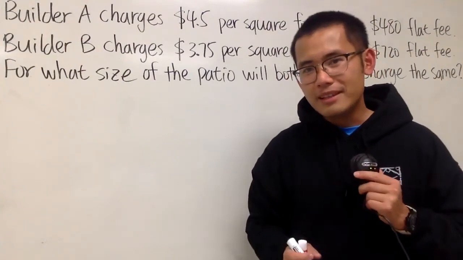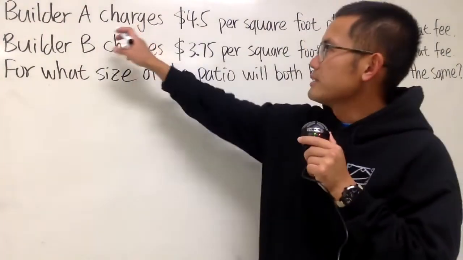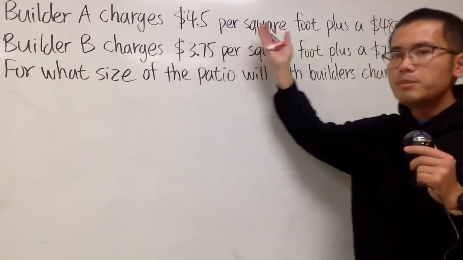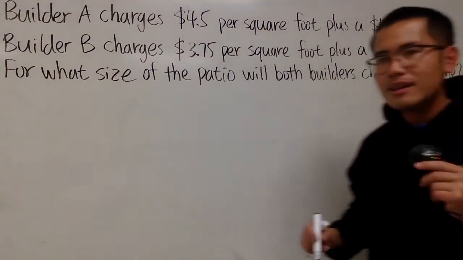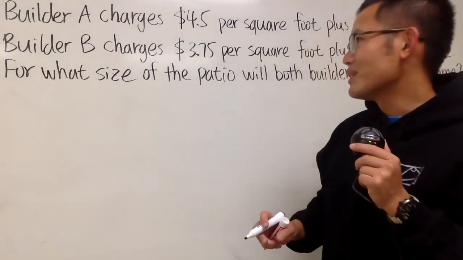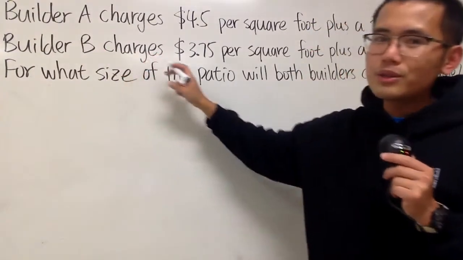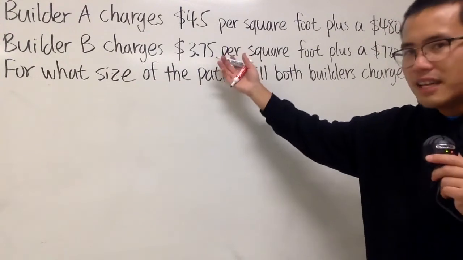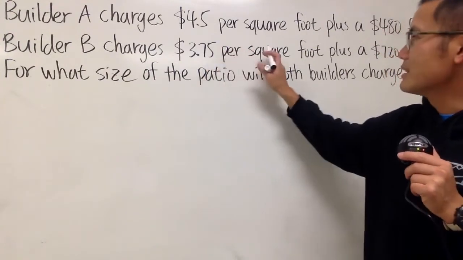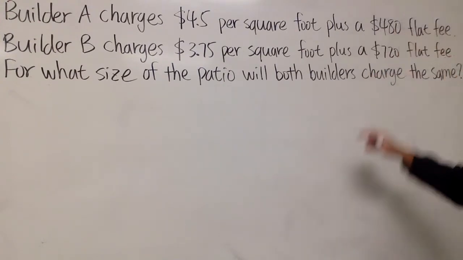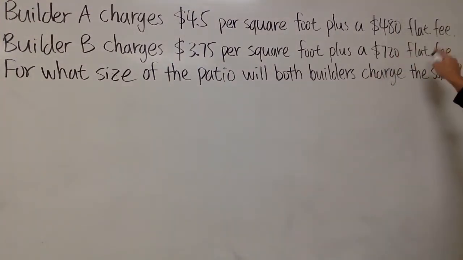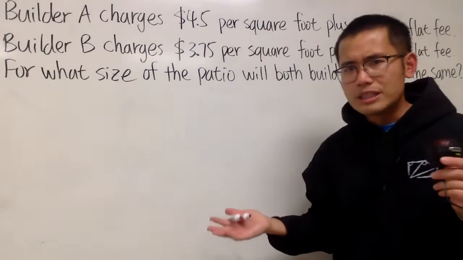Okay, you want to build your patio, and here's the deal. Builder A is going to charge you $4.50 per square foot, plus a $480 flat fee. And the other one is that Builder B is going to charge you $3.75. Oh, okay, this right here is less expensive per square foot. However, Builder B will charge you a $720 flat fee. So which one is a better deal?